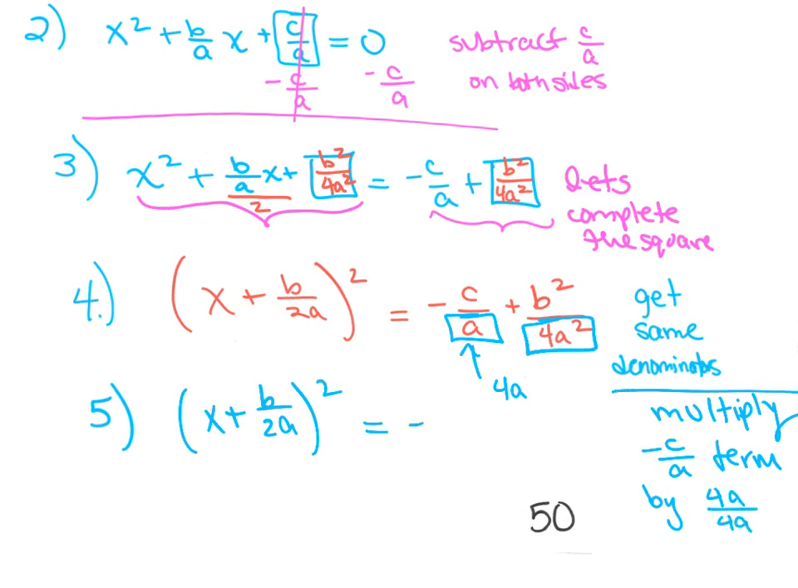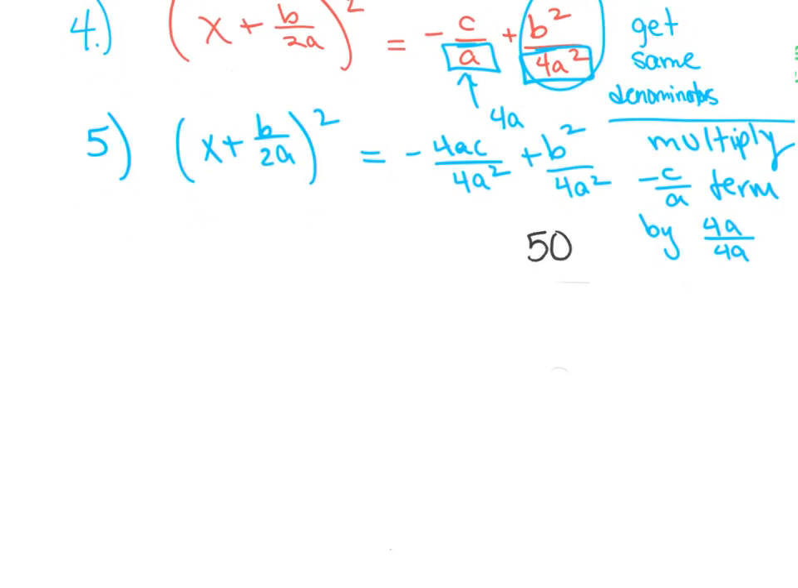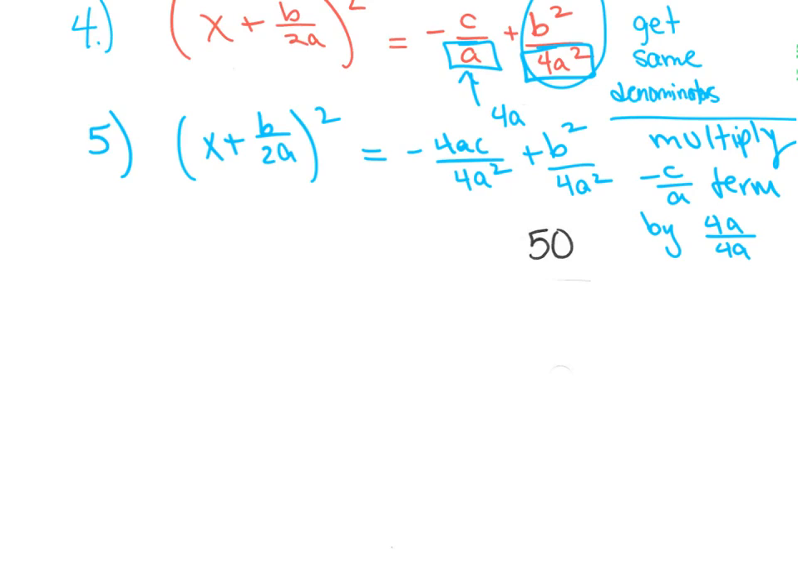Okay, so now we have negative 4ac over 4a squared plus nothing happened to this term plus b squared over 4a squared. Okay, continuing on. All right, so that was in this line, and this was all together. Okay, now let's combine like terms.